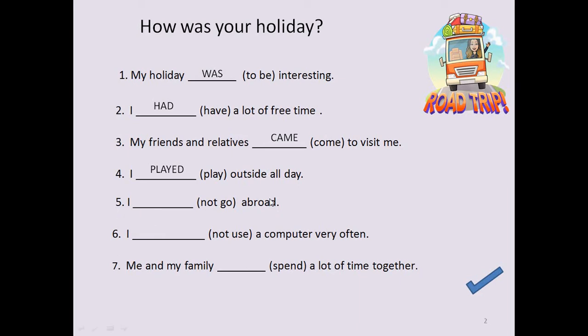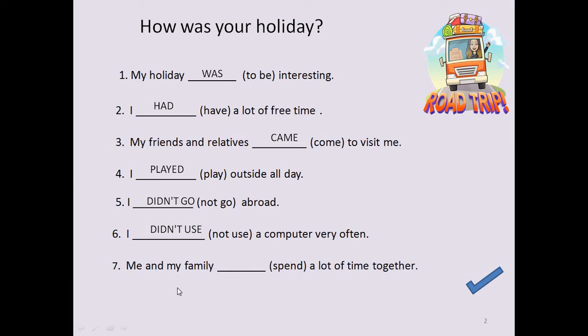Peta i šesta rečenice su odrične. I didn't go abroad. Nisam išao u inostranstvo. Šesta. I didn't use the computer very often. Nisam koristio kompjuter veoma često. Odrične rečenice gradimo tako što koristimo pomoćni glagol did, odričnu rečicu not i glavni glagol iz zagrade u infinitiv. I didn't go, I didn't use.